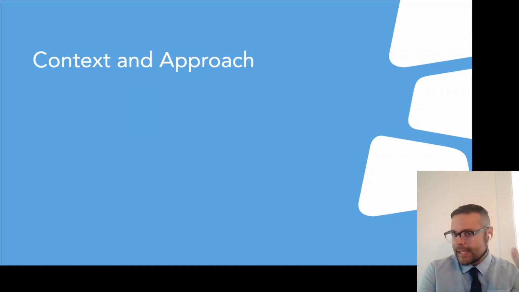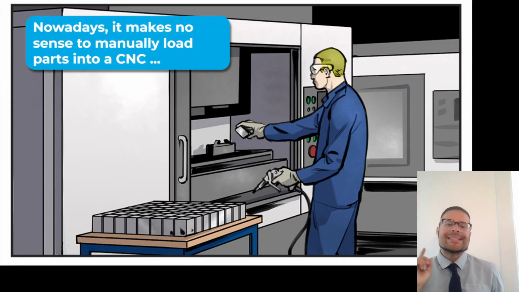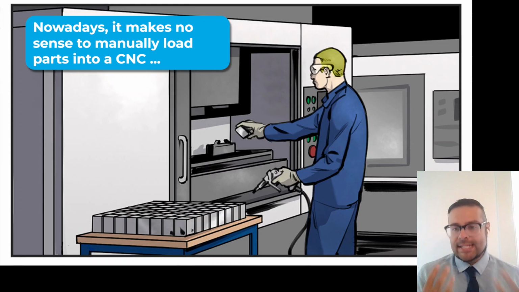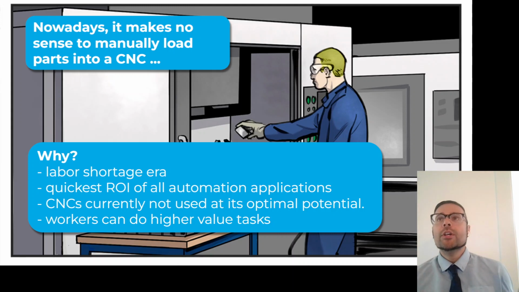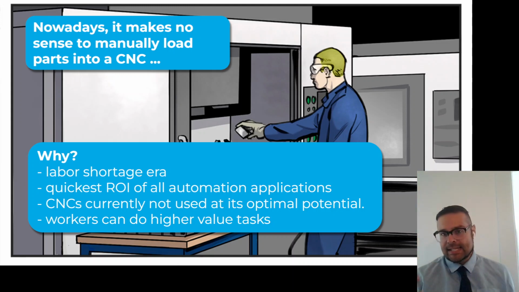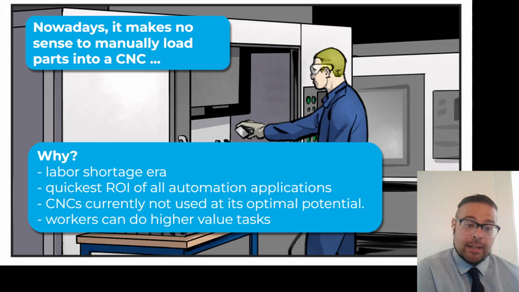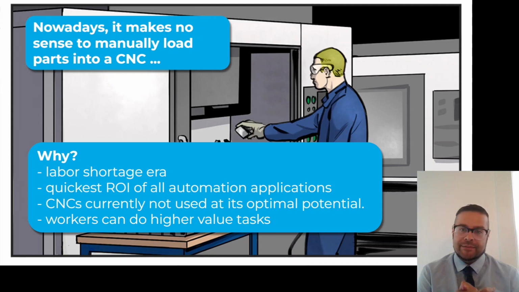Now, if we just look at the context and approach, what we thought before deploying that solution is that nowadays it makes no sense to manually load and unload a CNC machine. Because there is a labor shortage in a lot of territories, it's hard to find skilled workers. So it makes no sense to assign a human to do such an easy task that can easily be automated. CNC machine tending is the quickest return on investment in all of the main applications. So this is another reason why we went with this.